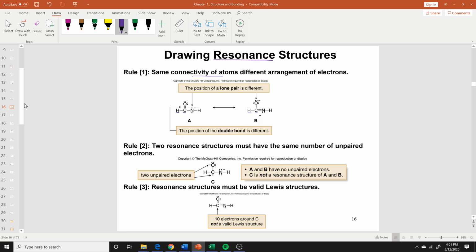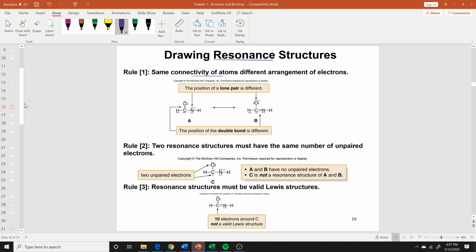This is what an unpaired electron is. So you have one electron on the oxygen, one electron on the carbon. I don't have this in A and B. A and B have lone pairs as paired. So you cannot have unpaired electrons like that. This is not going to be a valid structure.